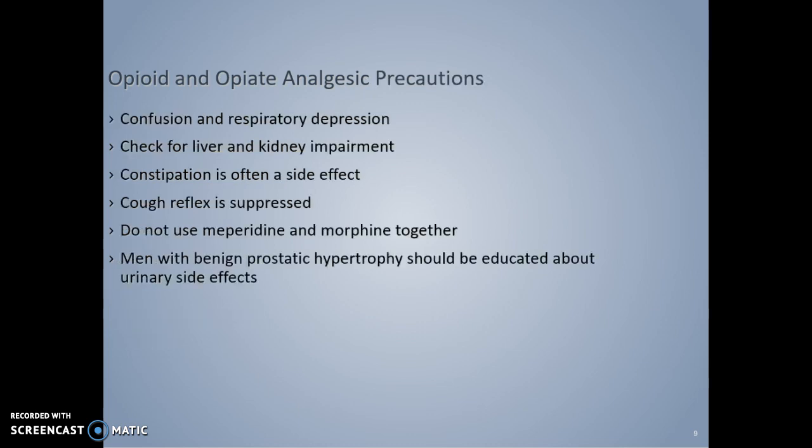So there are some precautions as well with opioid and opiate analgesics. So we can see confusion and respiratory depression. We also need to check for liver and kidney impairment. Constipation is often a side effect. A cough reflex is suppressed. So sometimes when they need to be coughing and then that reflex is suppressed, that can cause problems. And men with benign prostatic hypertrophy should be educated about urinary side effects when using the opioid or opiate analgesic precautions.